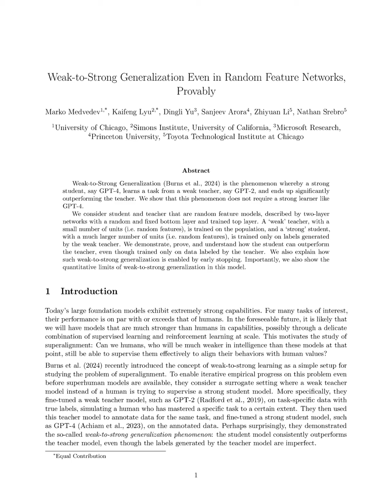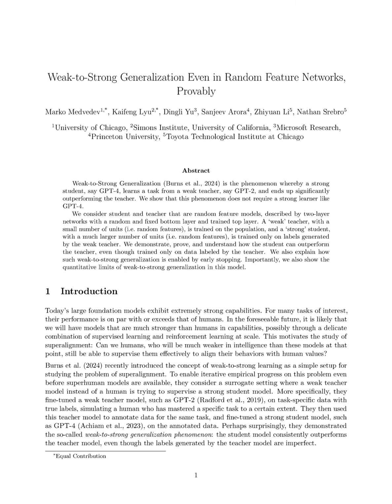The proposed method aims to address the challenge of superalignment, specifically the ability of humans to effectively supervise and align the behaviors of significantly stronger AI models with human values. It does this by exploring the weak-to-strong learning paradigm, where a weak teacher model, like GPT-2, is fine-tuned on task-specific data to generate labels for training a stronger student model, like GPT-4. The method investigates whether the student model can outperform the teacher model despite the imperfections in the teacher's labels, thereby demonstrating the weak-to-strong generalization phenomenon.